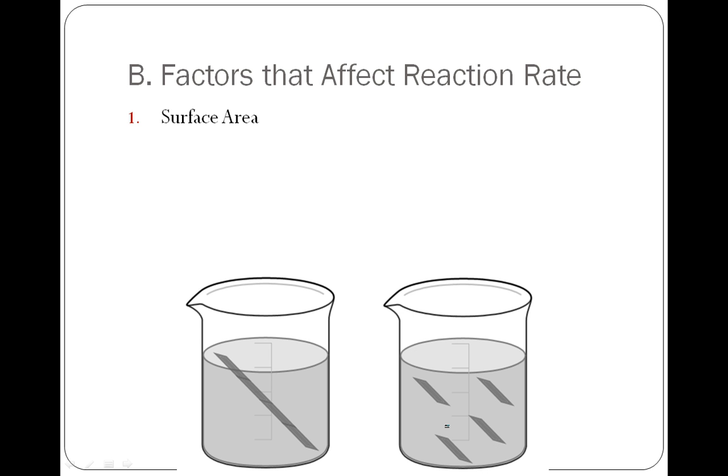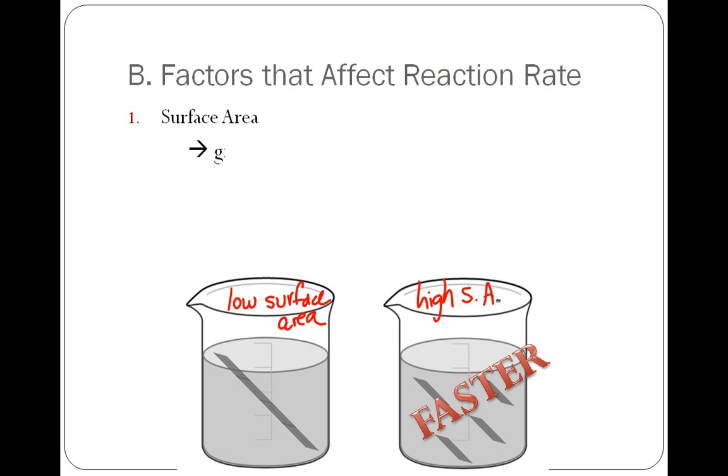So the first factor we want to look at is surface area. Over here on the left, we have a big chunk of something. So this has a low surface area. Very little of it is exposed to the liquid around it to react. On the other hand, if we crush it up or grind it up, we're going to have a high surface area. Which one do you think is going to react faster, the big chunk or the ground up one?